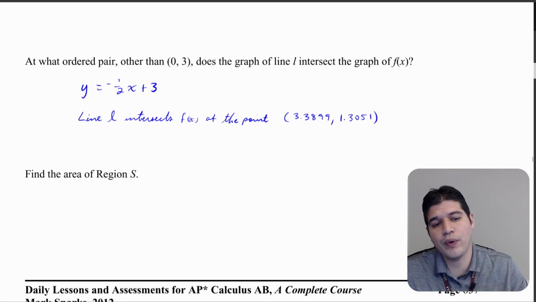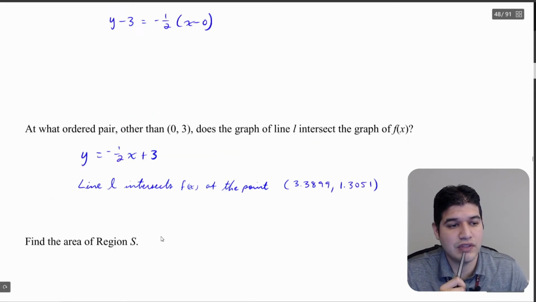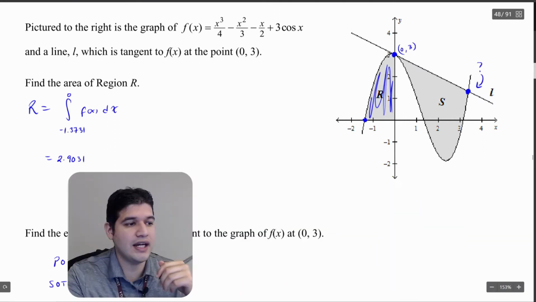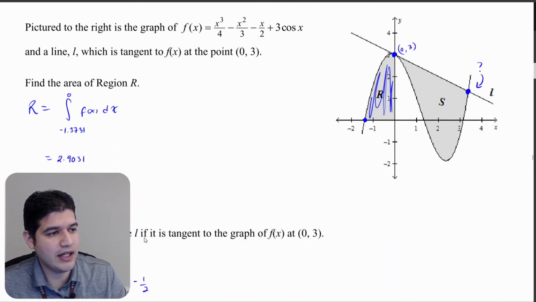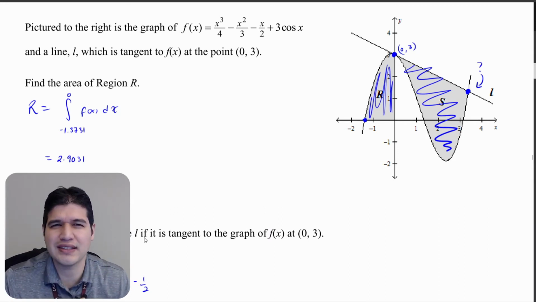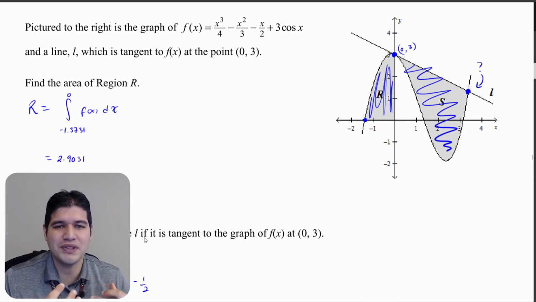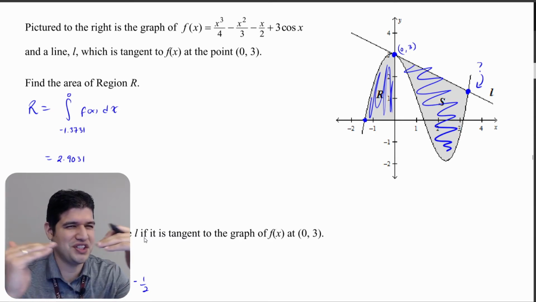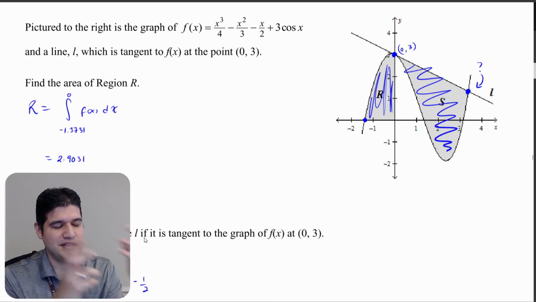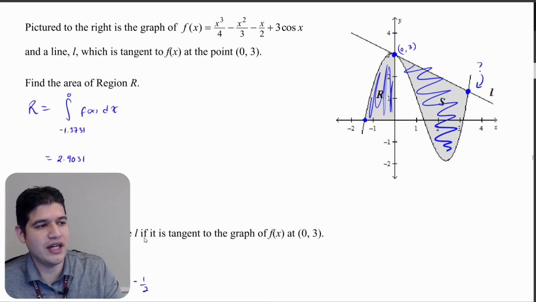Okay, so now what we want to do is find the area of region S. And region S isn't going to the x-axis. Region S is going to be the area between two curves. And honestly, whenever you do go to the x-axis, you are finding the area between two curves, except you're finding it to the equation y equals 0, which is the x-axis. So it's minus g of x, which is minus 0.